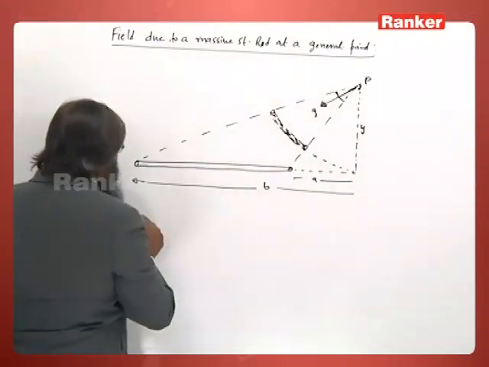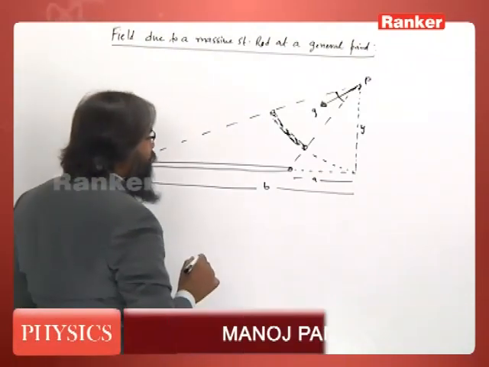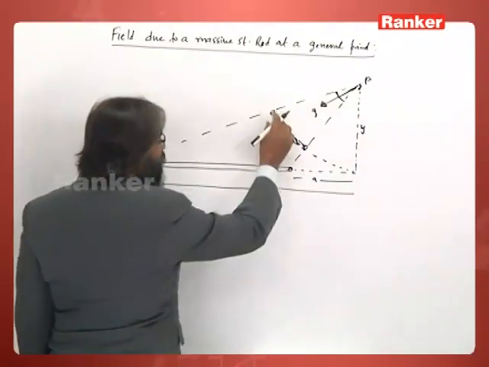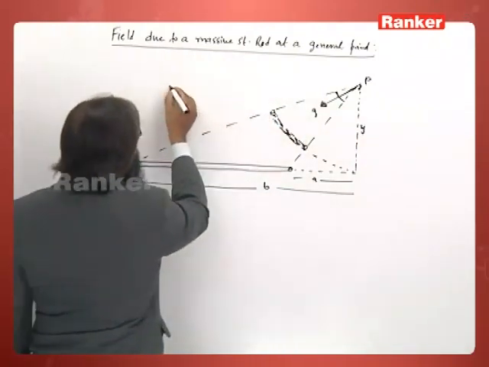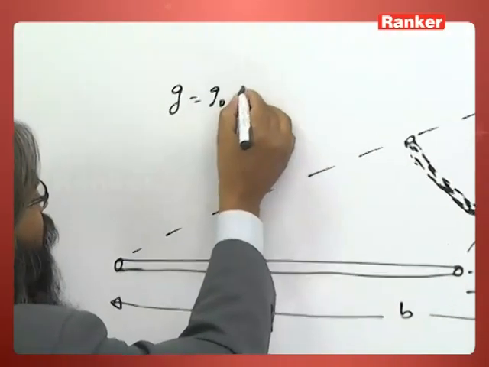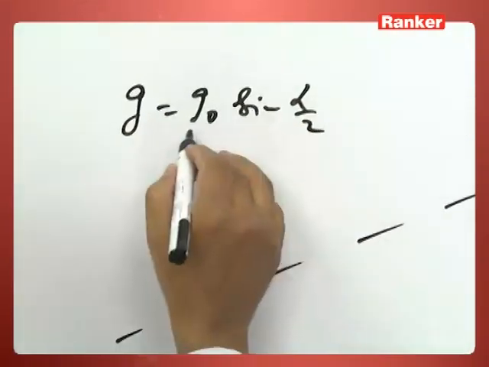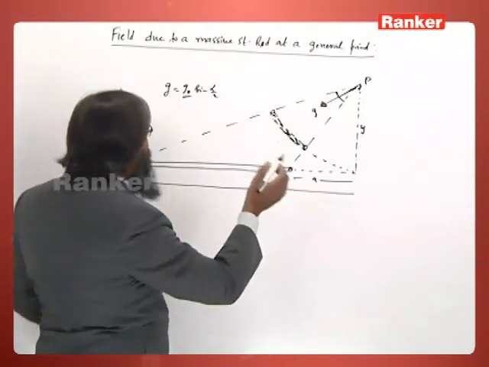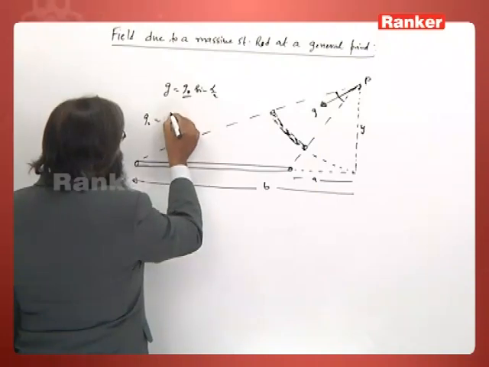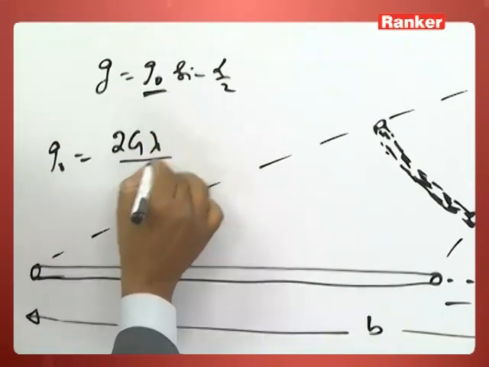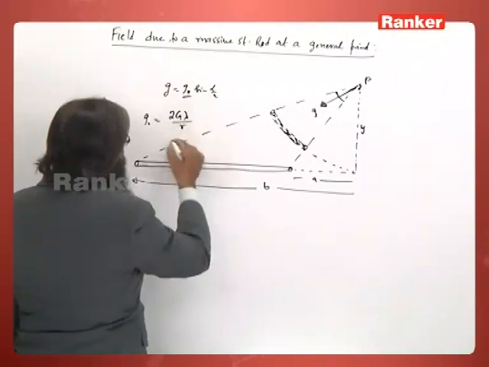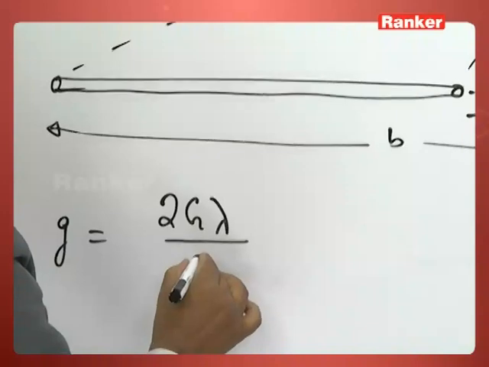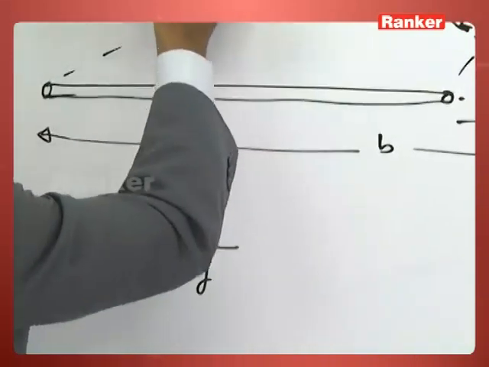So, G will be simply how much? The field due to this arc. Now, the field due to an arc has an expression G is equal to G naught sin alpha by 2, where G naught is the field that we have seen, the field due to a semi ring, where G naught is equal to 2 G lambda by R. So here, G naught will be 2 G lambda by y.